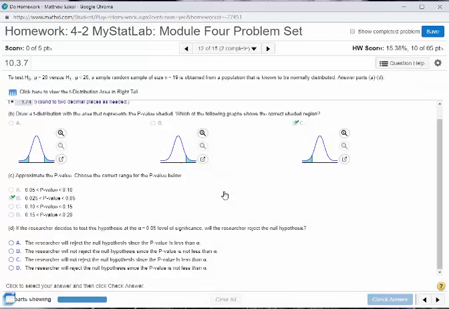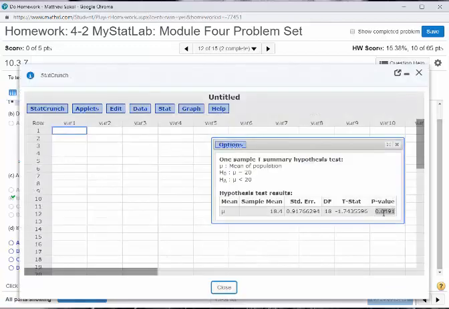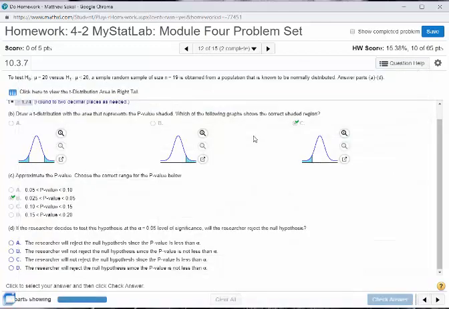Great. If the researcher decides to test the hypothesis at the alpha equals 0.05 level of significance, will the researcher reject the null? Since the p-value here is less than 0.05, it's close, right? The researcher will reject the null hypothesis since the p-value is less than alpha.